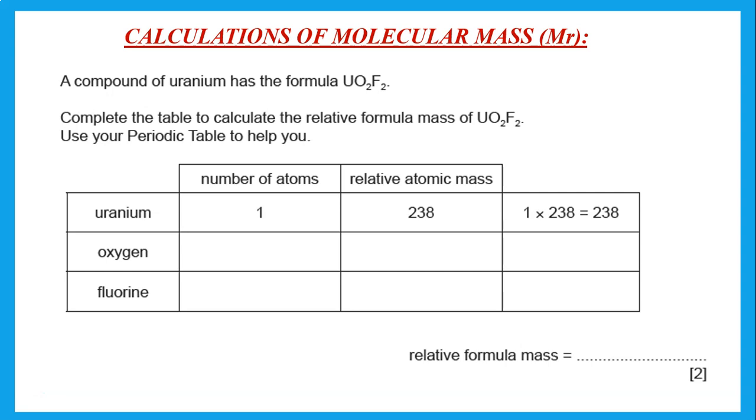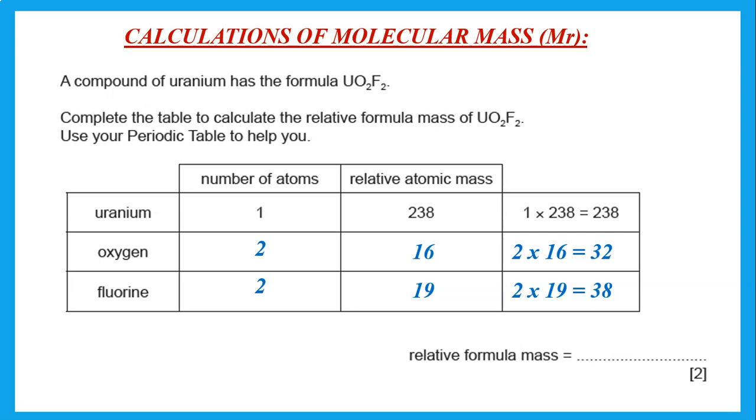So, for example, here we have a molecule that has uranium with 2 oxygens and 2 fluorines. In order to fill that table, the number of oxygen atoms is 2. You should realize that from the periodic table, you look at the big number, or the mass number. The mass number of oxygen is 16. That means I have 2 times 16. Now, fluorine, I also have 2 fluorine atoms. Each of them has a mass of 19, and that means the molecular mass of that is 2 times 19.